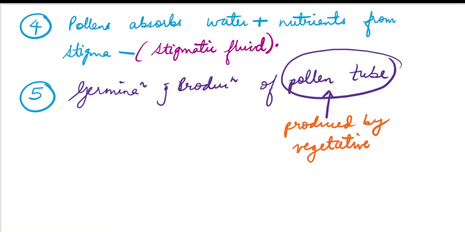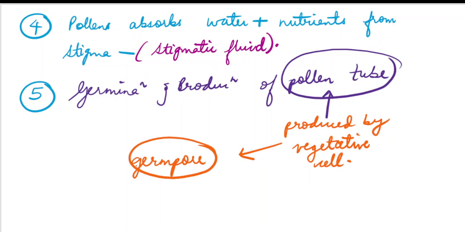Now what is the vegetative cell? You have to go and see the lecture where I have taught the male reproductive part, anther, everything. Okay, it will come out of the vegetative cell, and from where will it germinate? It will come out from a point known as the germ pore. Okay, germ pore.